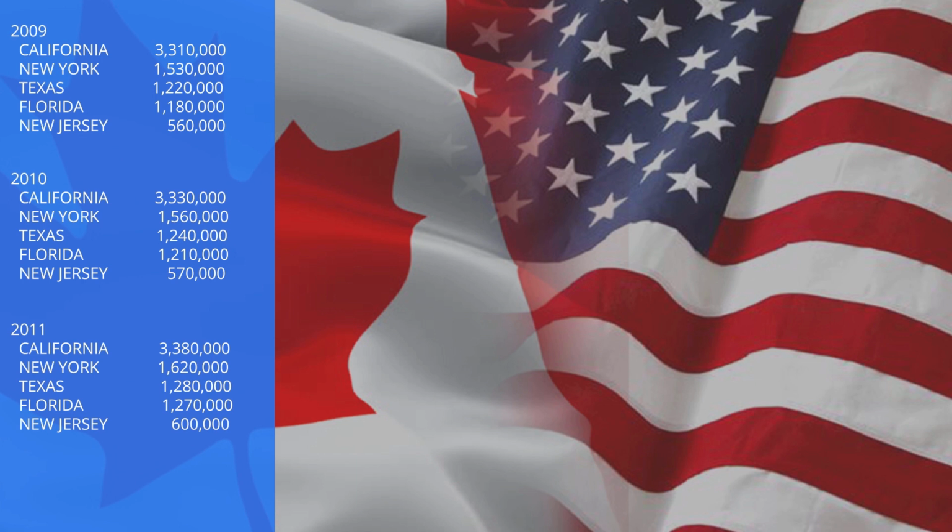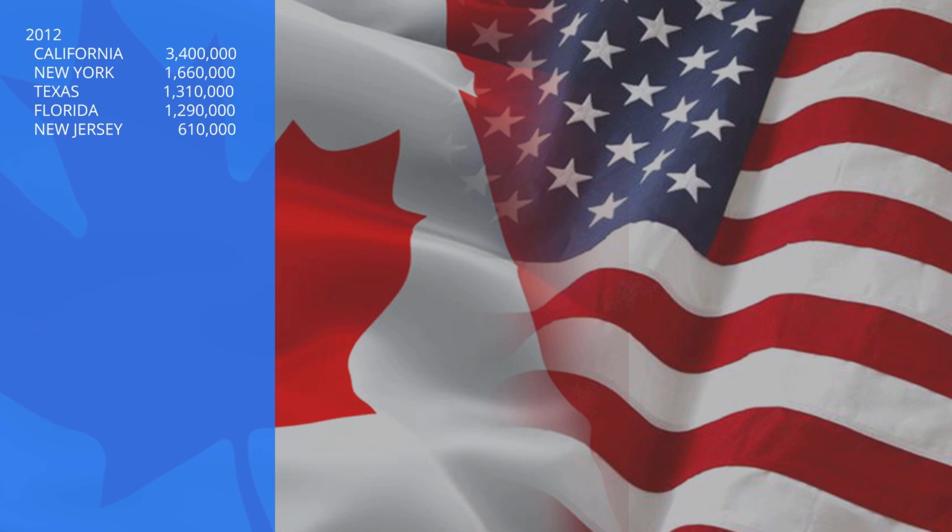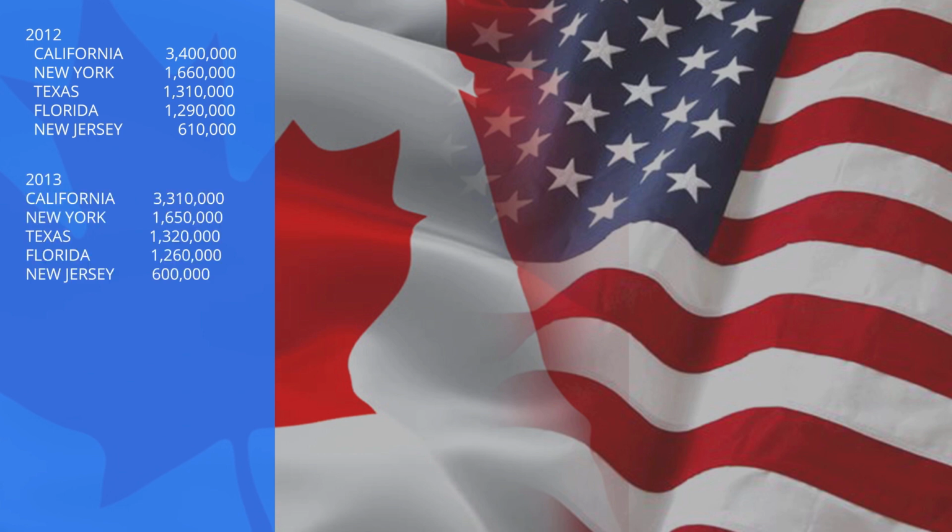California, 3,380,000. New York, 1,620,000. Texas, 1,280,000. Florida, 1,270,000. New Jersey, 600,000. 2012, California, 3,400,000. New York, 1,660,000. Texas, 1,310,000. Florida, 1,290,000. New Jersey, 610,000. 2013.